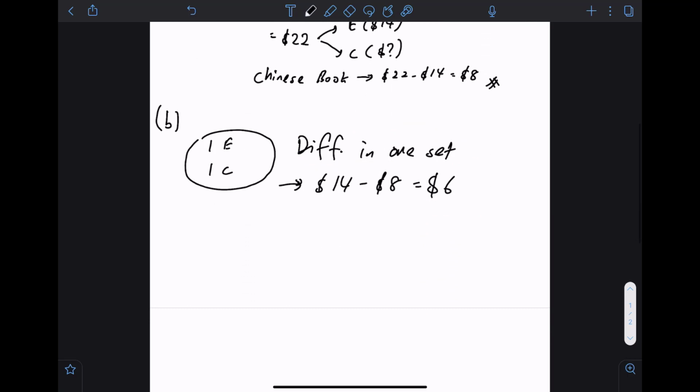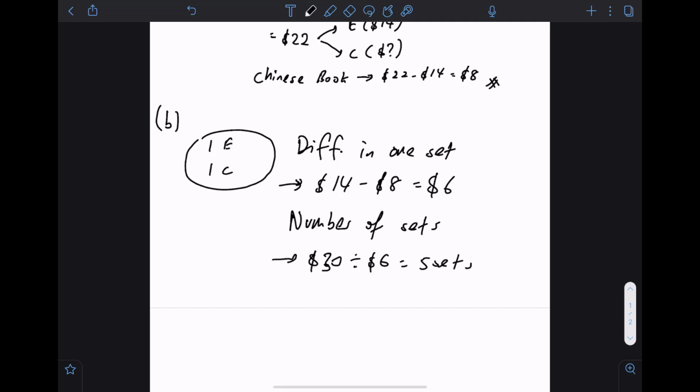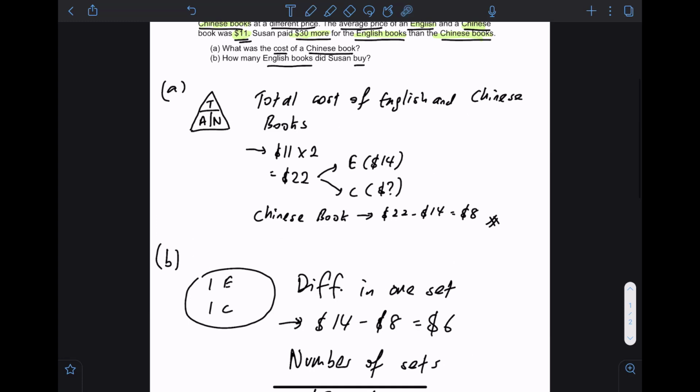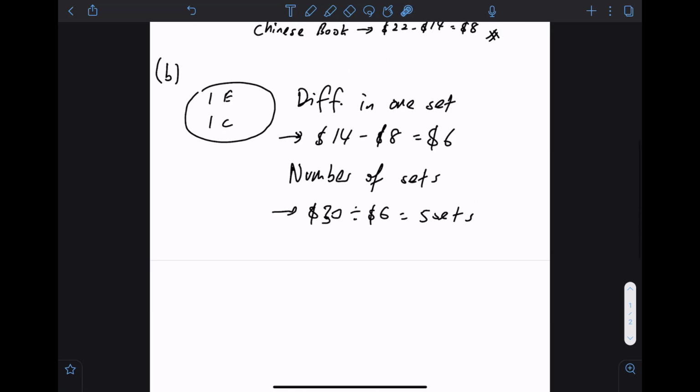So how many of such sets do I have? Number of sets. Now this will just be the $30 divided by the difference in each set. That will be 5 sets. Okay, so the question is, how many English books did this person buy? In each set there's 1 English book. So 5 sets, 5 times 1, the answer will be 5 English books bought.